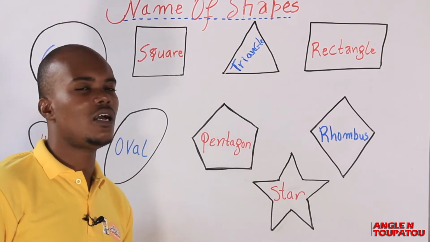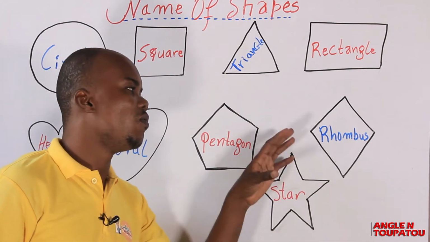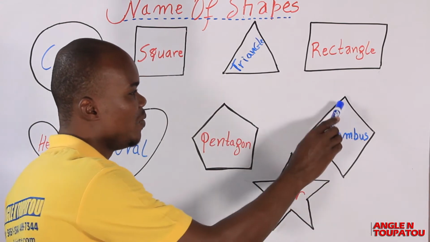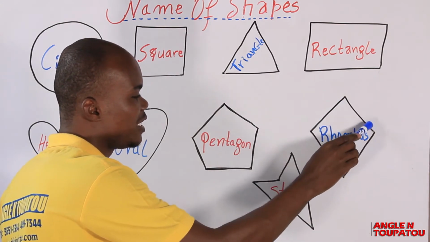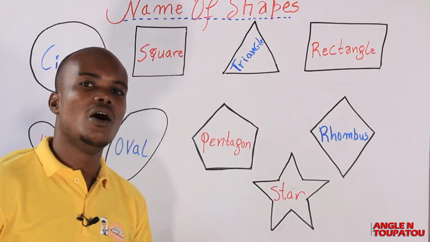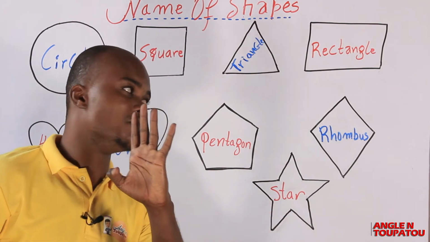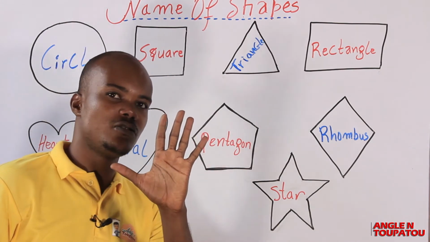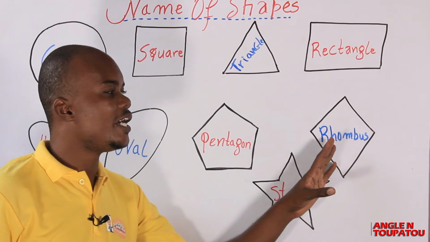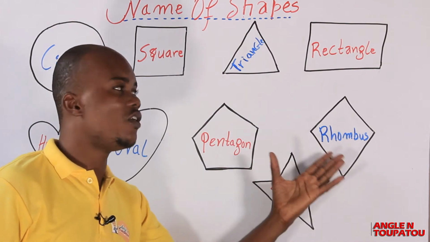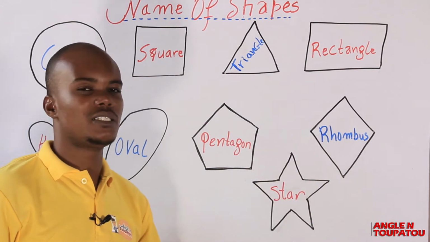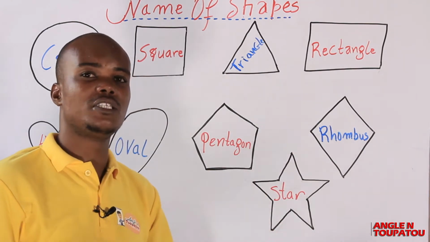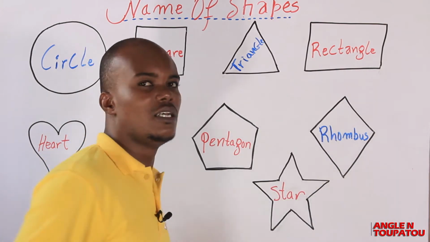After the pentagon, I have rhombus. Rhombus, you see rhombus? 1 angle, 2 angles, 3 angles, and 4 angles. Okay, a rhombus has 4 angles. But a pentagon has 5 angles. This is the form of a rhombus. A rhombus, this is what they call losange in French. Rhombus is losange.